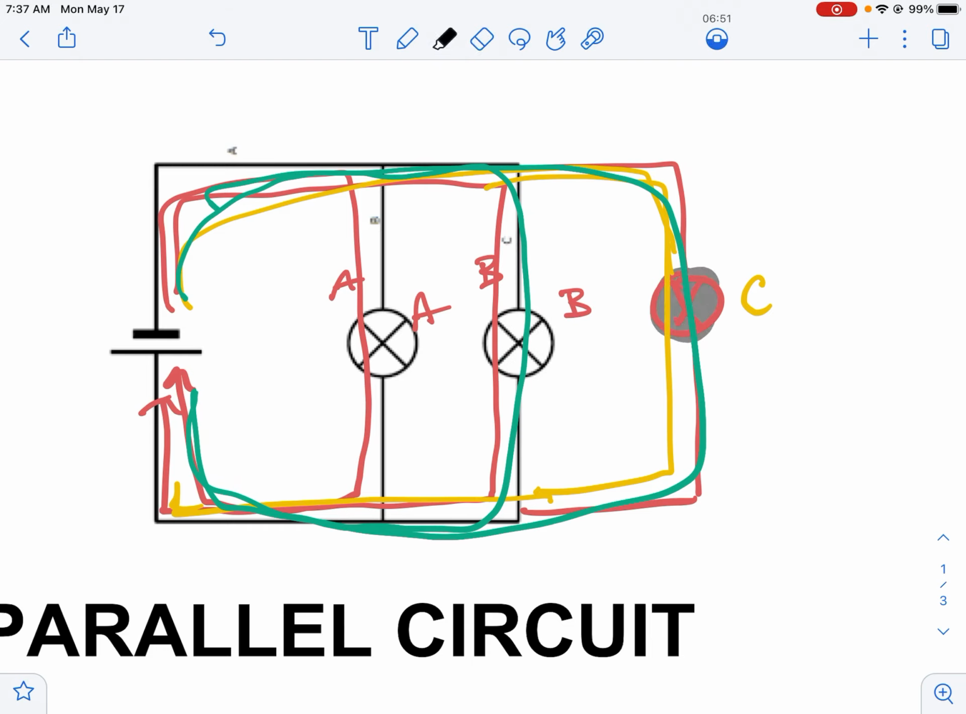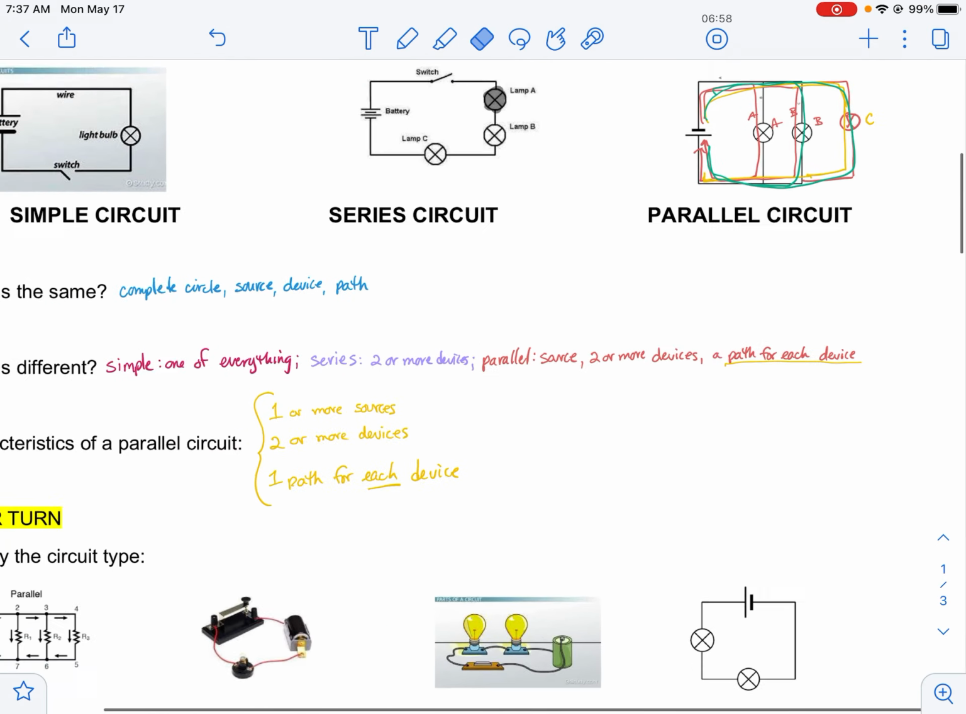If C goes out, A and B are still going to light, right? There's always another way for the current to get around. So that's important. All right.